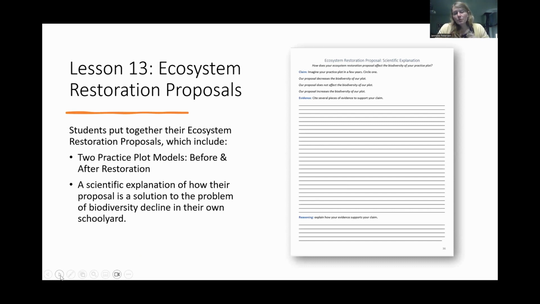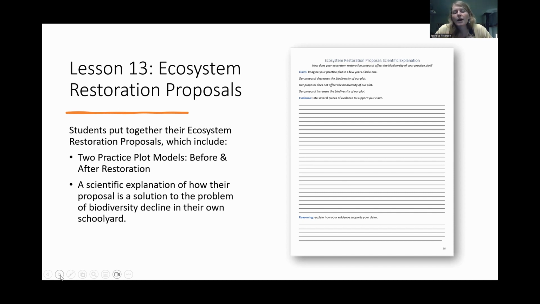Okay, so let's talk about these proposals briefly. So the students are going to put together their ecosystem restoration proposals, which include 2 practice plot models before and after restoration. The during restoration template, since they took the plant cards and moved them onto the after restoration, the during restoration doesn't really have anything. And then a scientific explanation of how their proposal is a solution to the problem of biodiversity decline in their schoolyard using this worksheet found in their notebook.